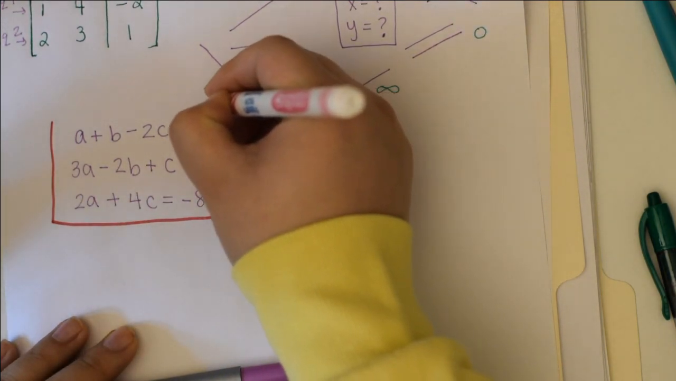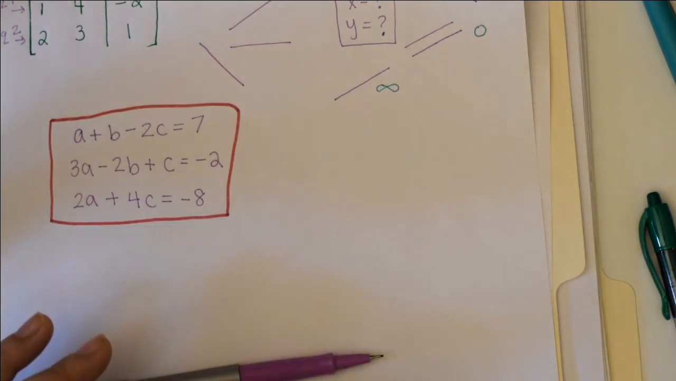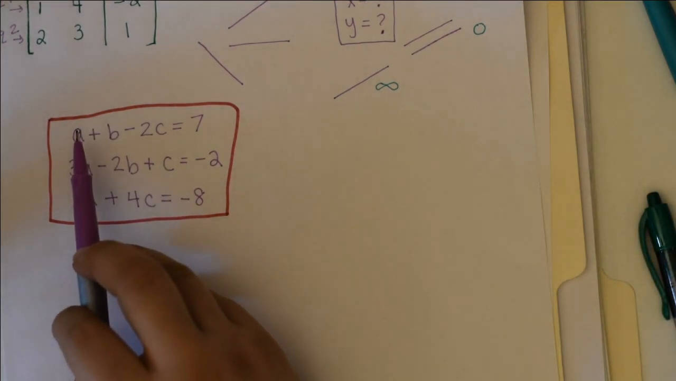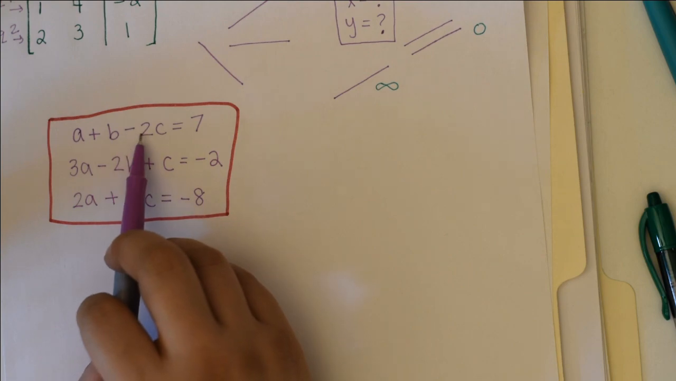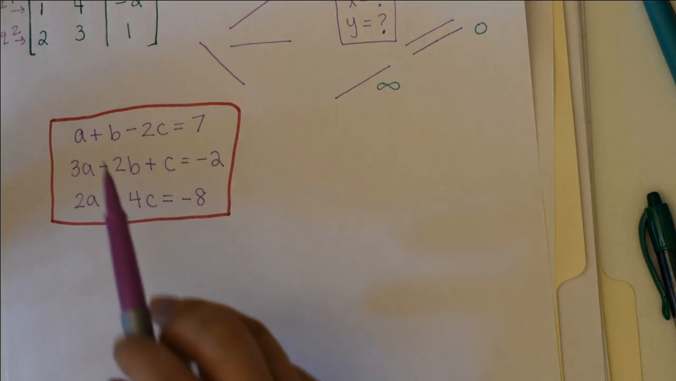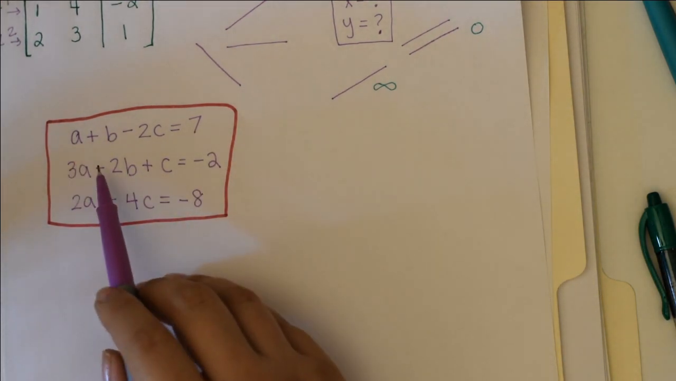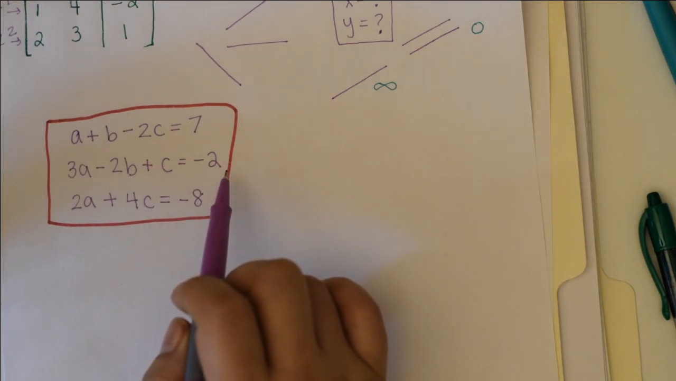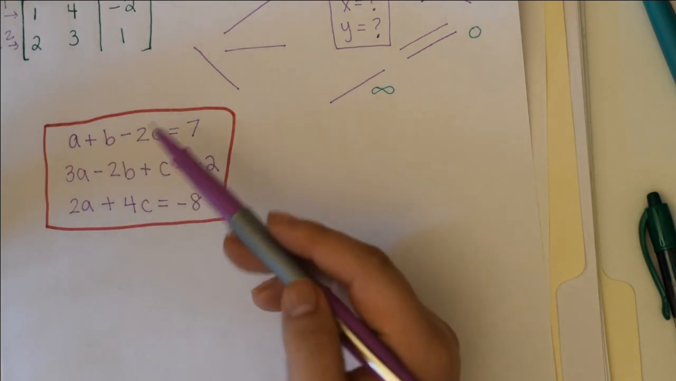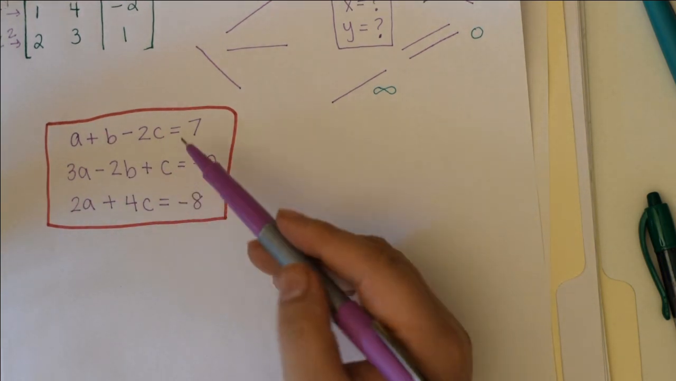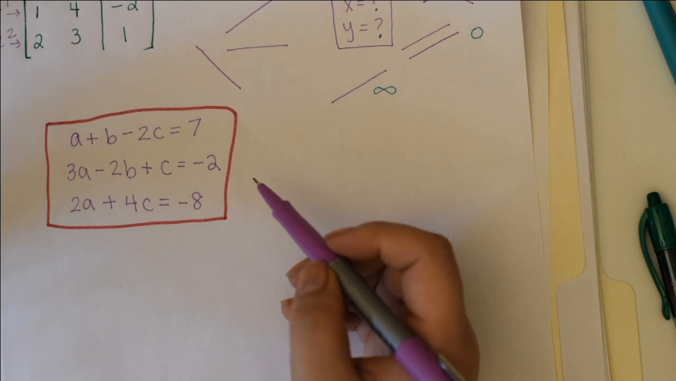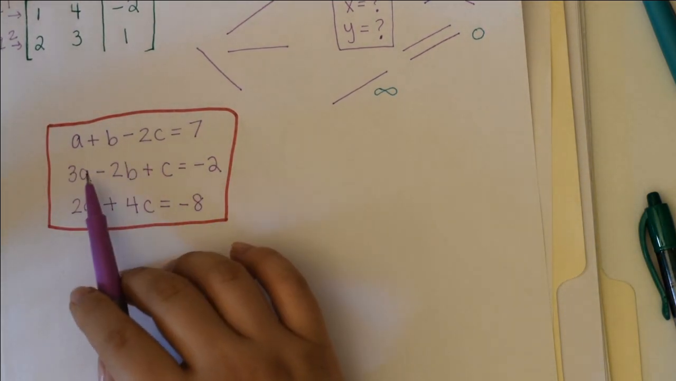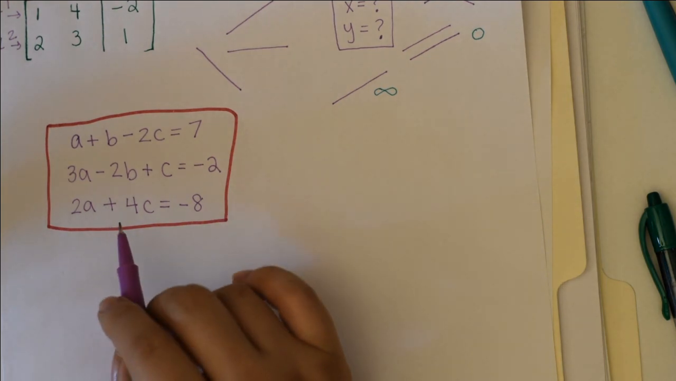So now already this is going to get a lot more complicated. We have a number plus another number minus 2 times the third number gives me 7. 3 times that first number minus 2 times that second number plus the third number gives me -2. 2 times that first number plus 4 times that third number gives me -8. So you can see how this can be really tedious, and this is a 3 variables and 3 equations situation.